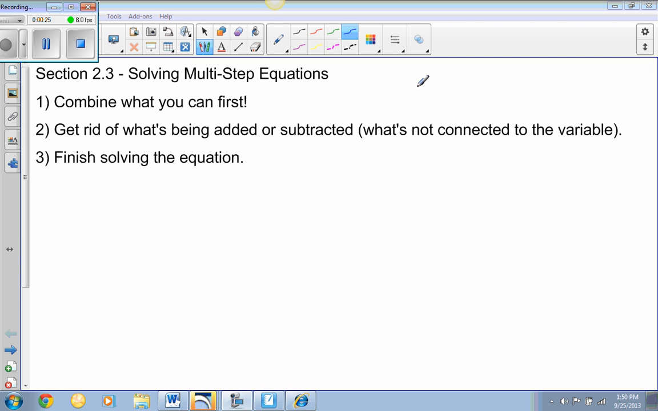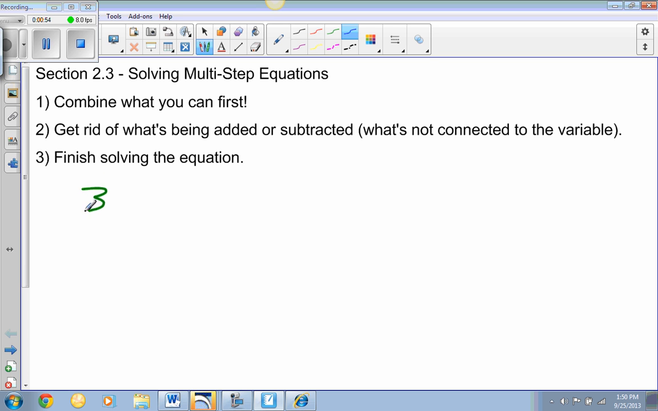So two days ago we worked on combining like terms. So that's what we're going to do first. You combine what you can first on both sides of the equation. Then you're going to go ahead and get rid of what's being added or subtracted. And remember, we said that's what's not connected to the variable. You have to leave that till last. And then you're going to just go ahead and finish solving it using your rules. So I'm going to do a couple of examples.